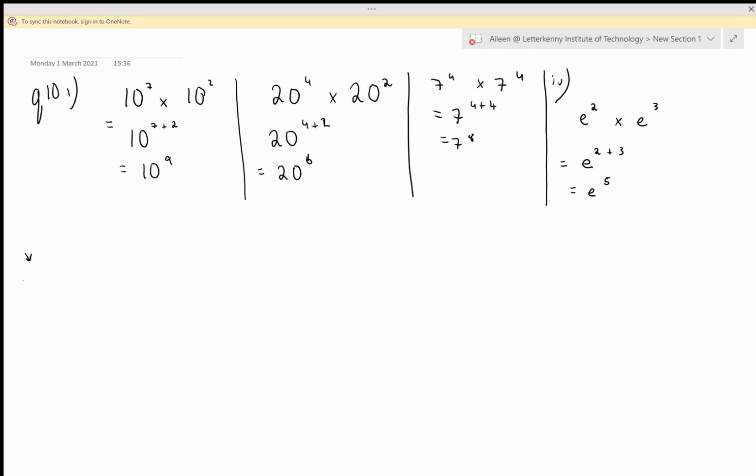In part 5, we're given 4 to the power of 6 divided by 4. Now, this one's a little bit trickier. In this case, we have no exponent on our denominator. Well, that means you're multiplying it by itself one time, so this is the same as writing 4 to the power of 1. If you don't have an exponent, it is the same as to the power of 1. So this becomes 4 to the power of 6 minus 1, 4 to the power of 5.